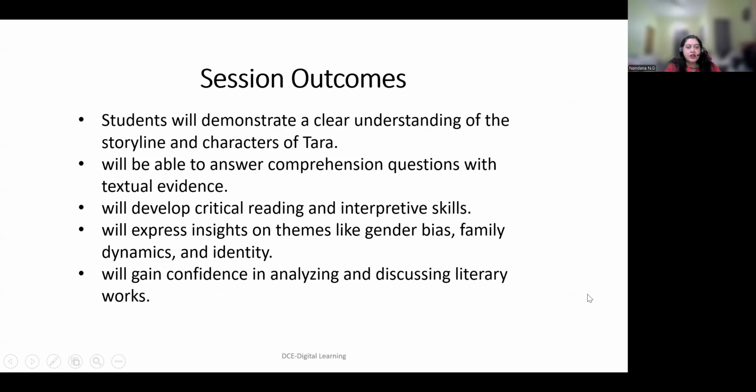Session outcomes. At the end of the session, the students will demonstrate a clear understanding of the storyline and characters of Tara. The students will be able to answer comprehension questions with textual evidence. The students will develop critical reading and interpretative skills, and will also express insights on themes like gender bias, family dynamics, and identity. And lastly, the students will gain confidence in analyzing and discussing literary works.